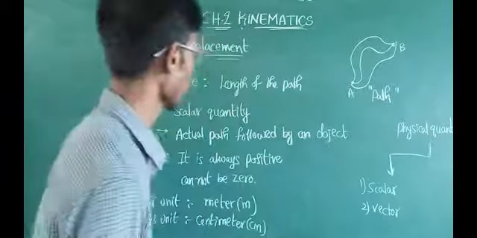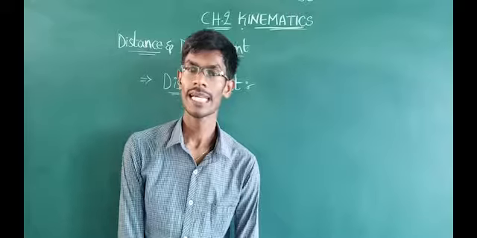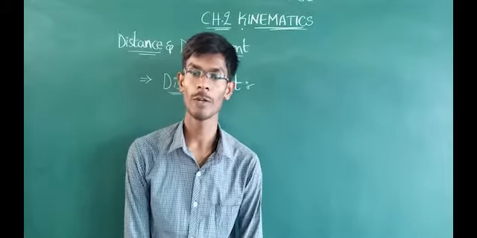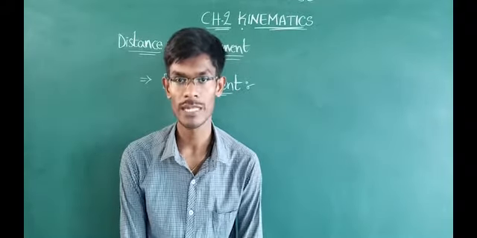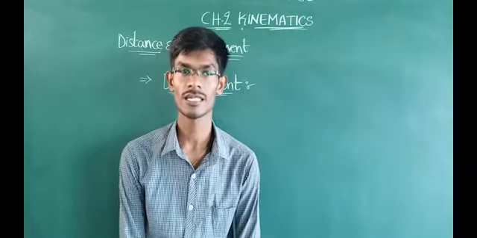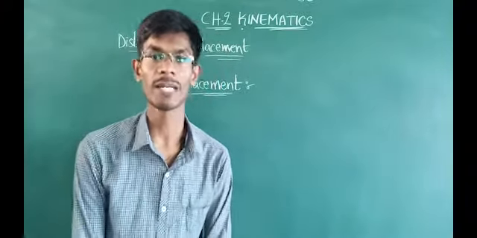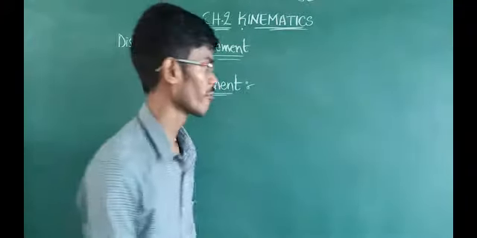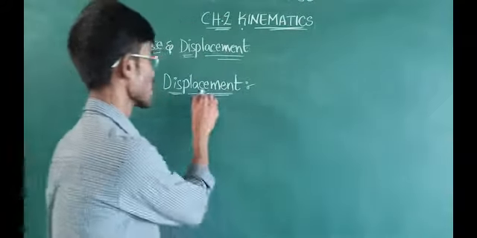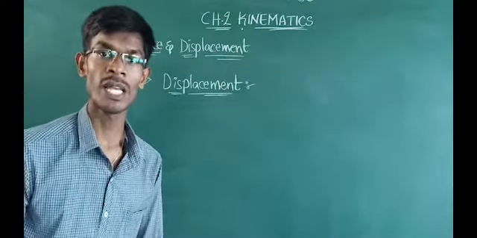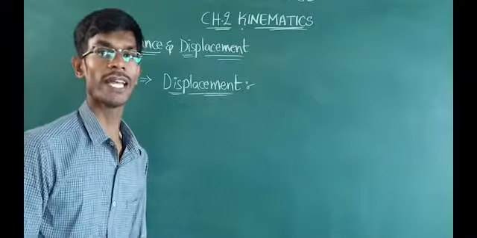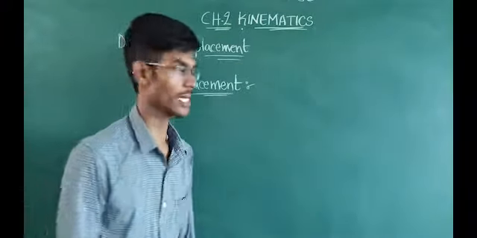Then what is displacement? Distance means the actual path followed by an object. Then what about displacement? The shortest path from initial position to the final position is known as displacement.